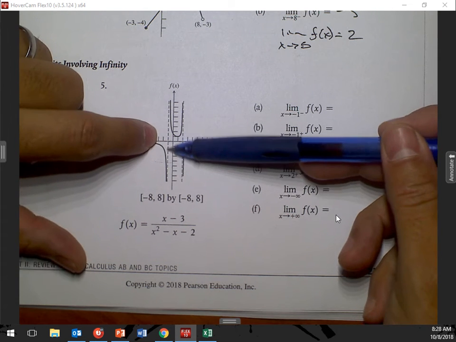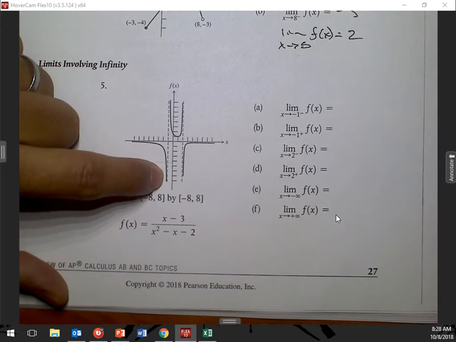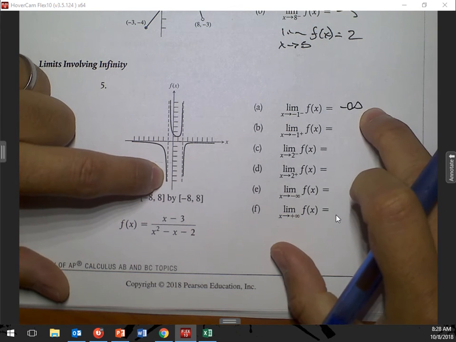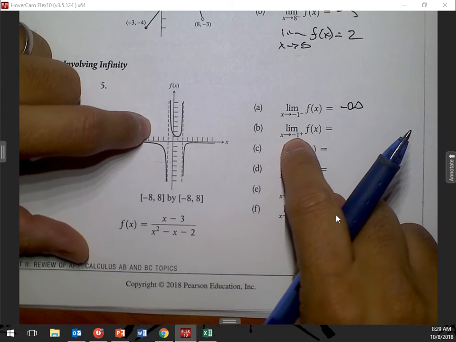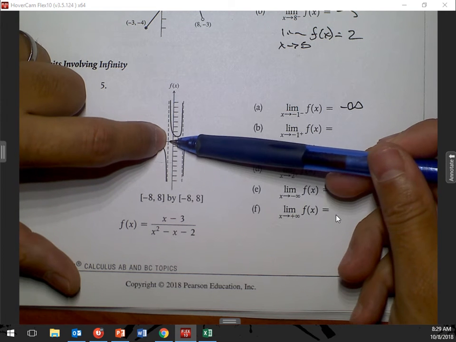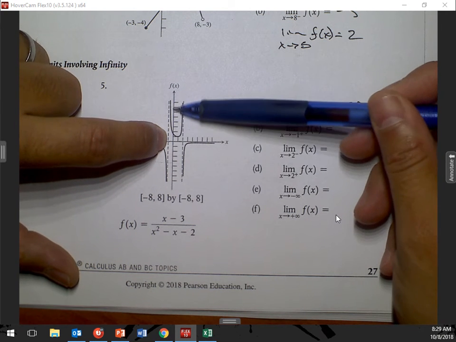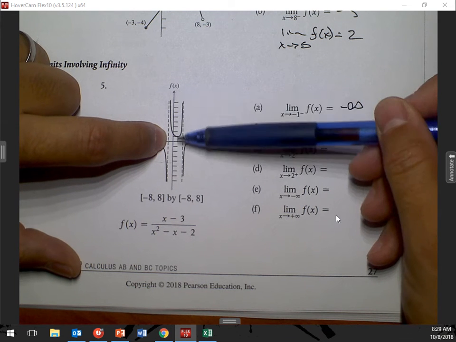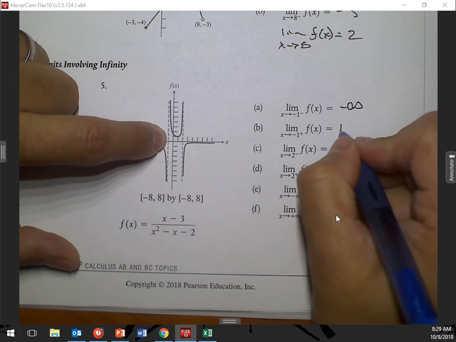All right, so this right here is approaching negative infinity. Now, let's take a look at -1 from the right-hand side. Here's -1 right here, and from the right-hand side, this piece right here is actually going up, isn't it? So that means that is going up to positive infinity.